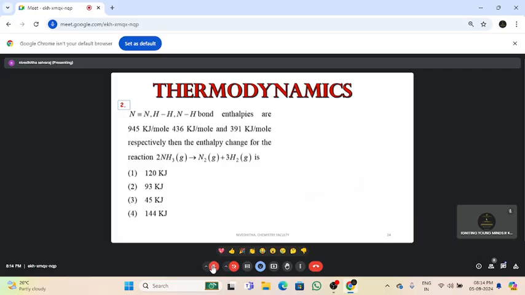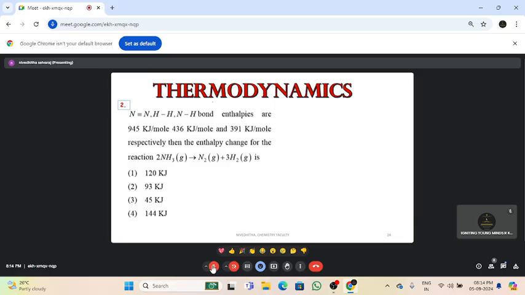Here we are provided with some data: nitrogen triple bond nitrogen, hydrogen single bond hydrogen, nitrogen single bond hydrogen. Bond enthalpies are given. What is bond enthalpy? Basically, bond enthalpy is nothing but bond energy. What is bond energy? The amount of energy supplied to break the chemical bond, or the amount of energy released when a new chemical bond is formed. Both definitions are applicable for bond energy. So bond enthalpy is also called bond energy.